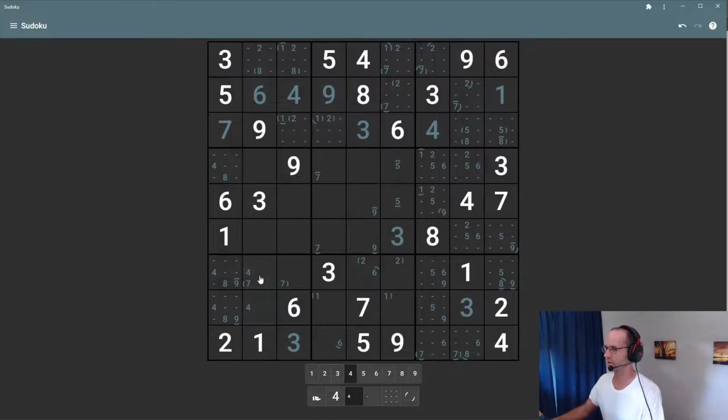Either of those, it looks like. 5 could go all over the place. 6, 7 has already got a strong link marked. What about 8? And 9 we already have marked. So that should be it here.